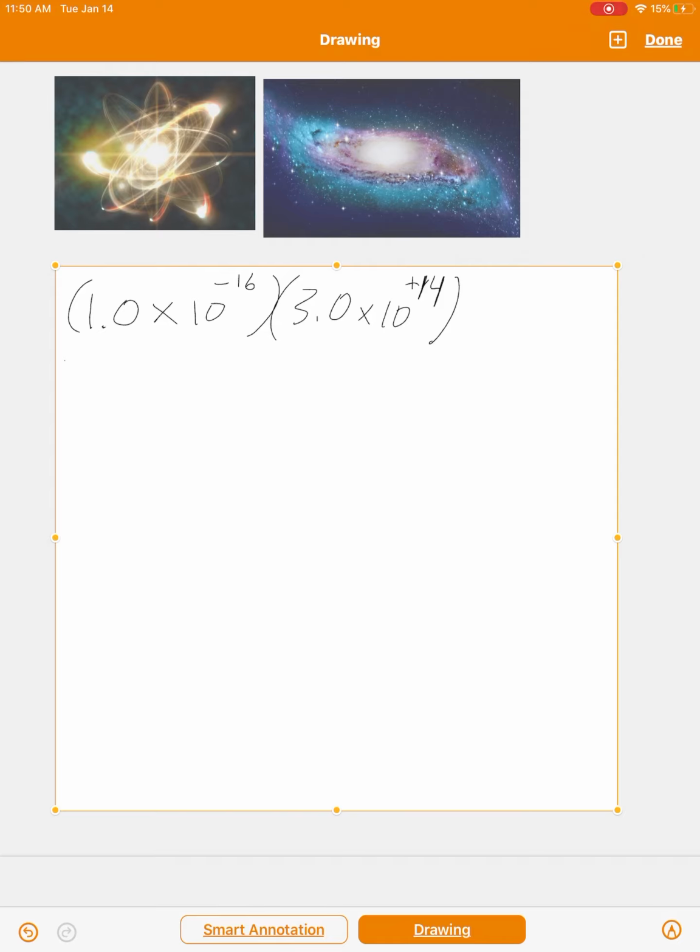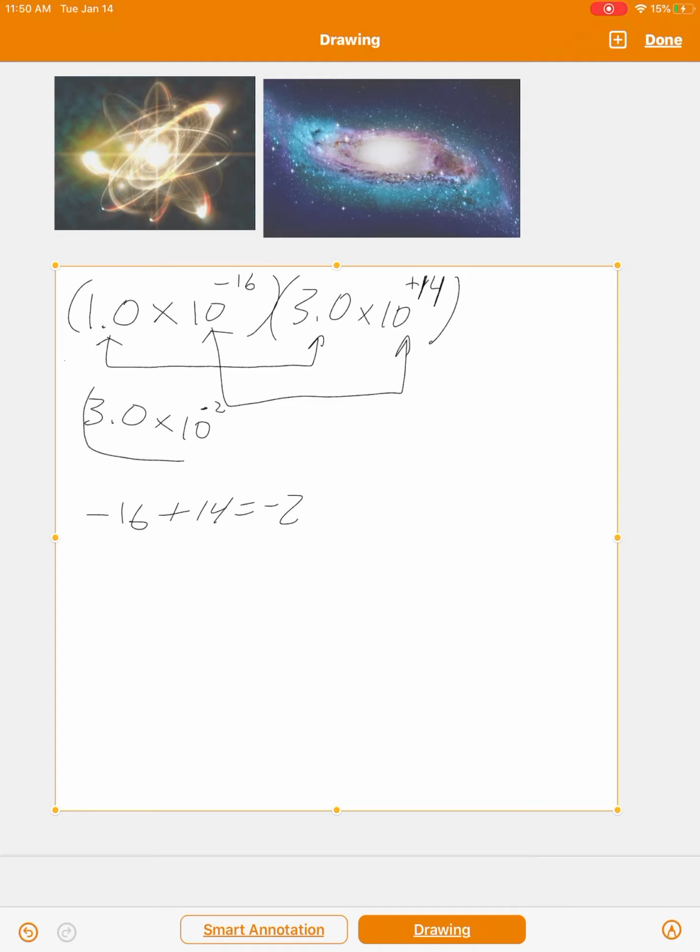So here's what we do. We separate this into two separate calculations. You take the decimal numbers and multiply them. I made these numbers easy. 1.0 times 3.0 is 3.0, right? And then you do the powers of 10 separately, and you add the exponents. Minus 16 plus 14 is minus 2, so 10 to the minus 2. And that would be our answer, 3.0 times 10 to the minus 2. That's pretty cool, right? That's relatively simple.